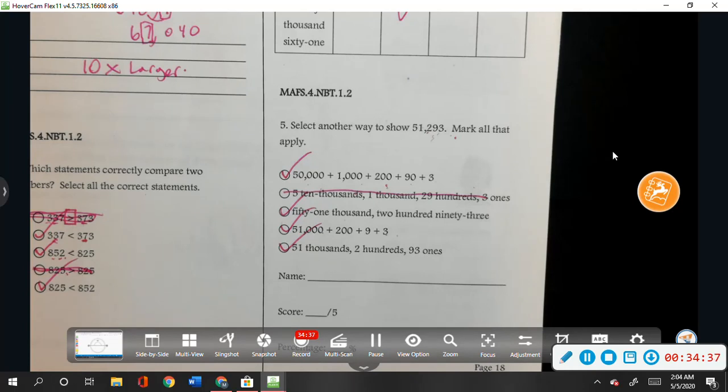Also, be ready tomorrow with your math journals, because we have the new vocabulary for the new lesson.